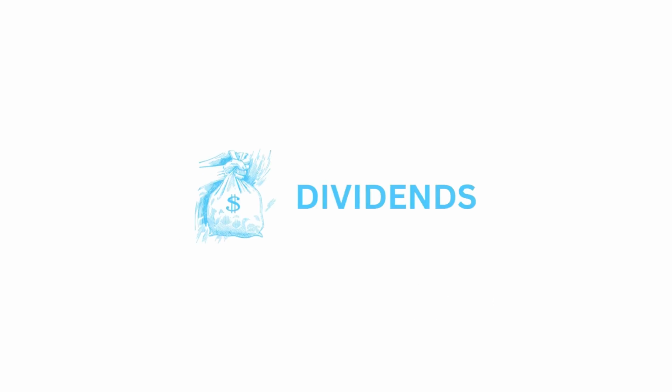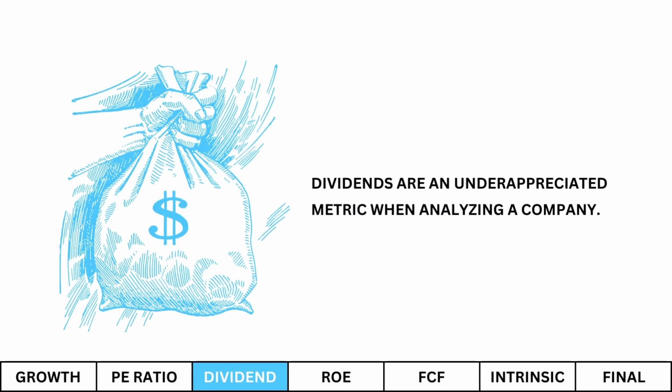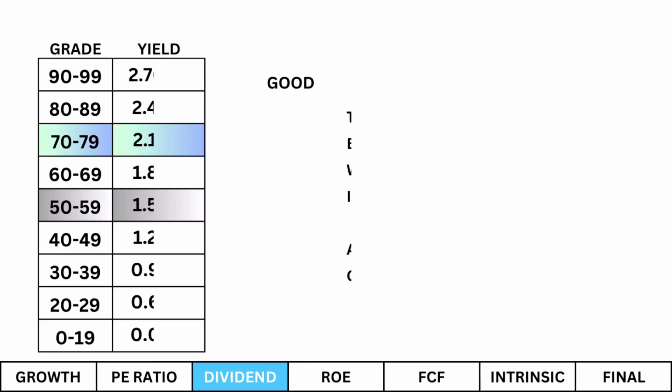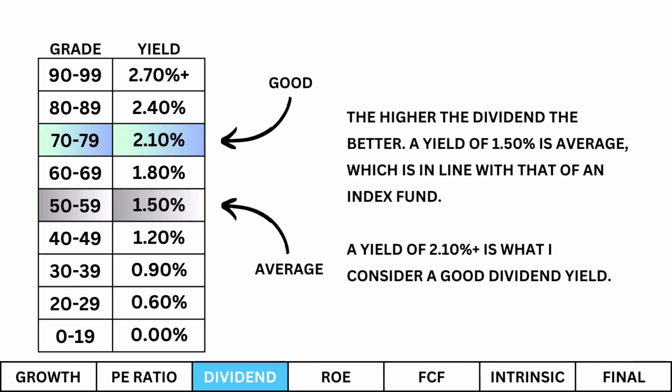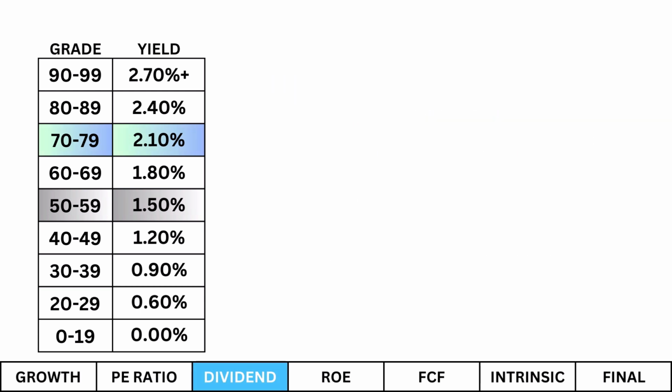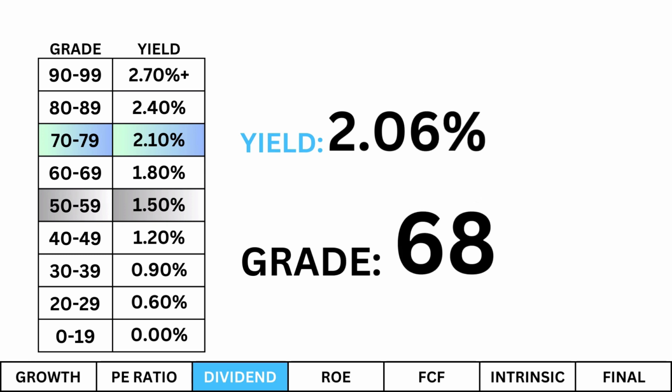Then we look at dividends. Dividends are an underappreciated metric when analyzing a company. Taken in a vacuum, the higher the dividend, the better. A yield of 1.5% is average, which is in line with that of an index fund. A yield of 2.1% or higher is what I consider a good dividend yield. Here's our company's dividend yield and its corresponding grade.